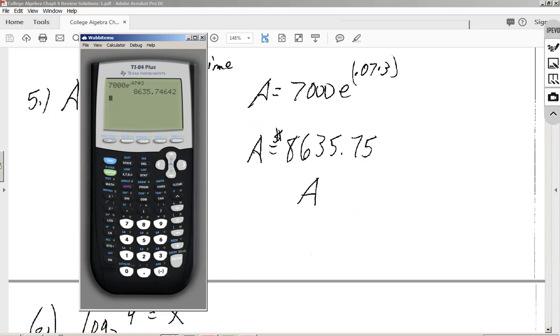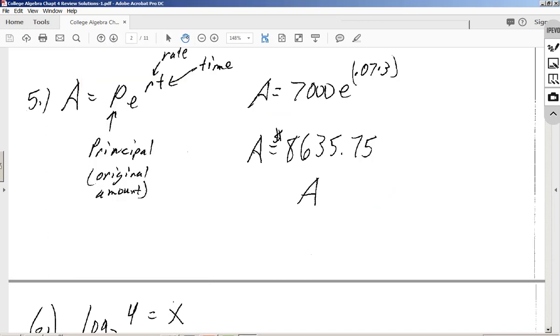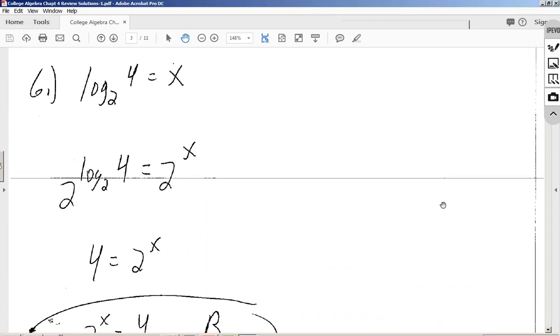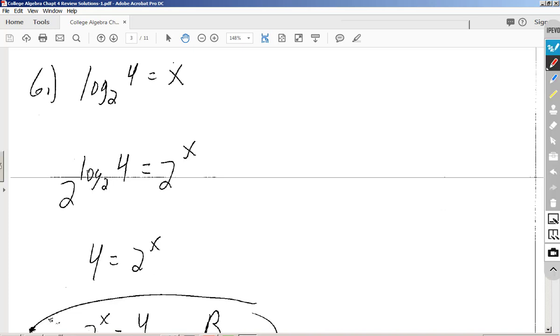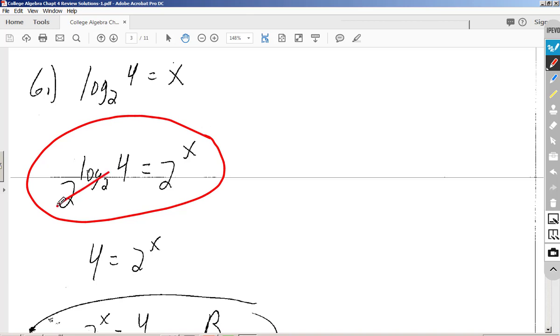Okay, on this next problem, number 6, the problem says write the equation in its equivalent exponential form. So remember, to write an equation in exponential form, there's 2 ways you can do it. Since we've learned this other way, we could just base 2 both sides, which is what I do right here. I went ahead and base 2 both sides. And since 2 and log base 2 are opposites, that means I get 4 equals 2 to the x. So that's how we did it later on in the chapter.